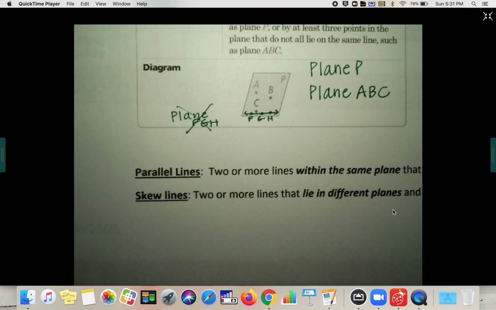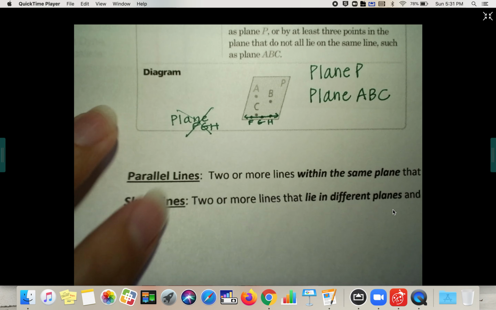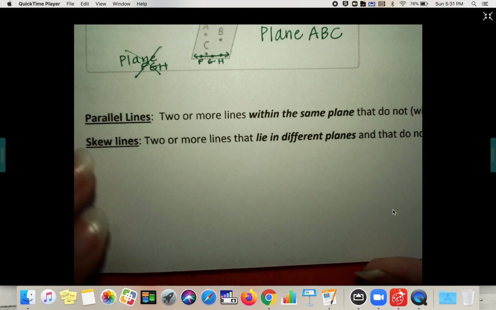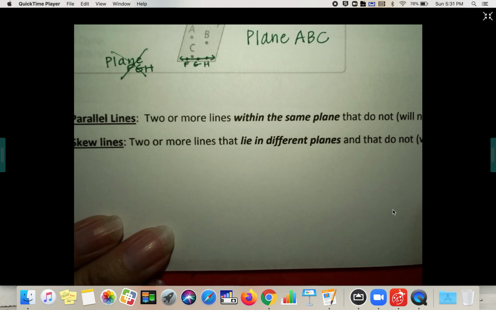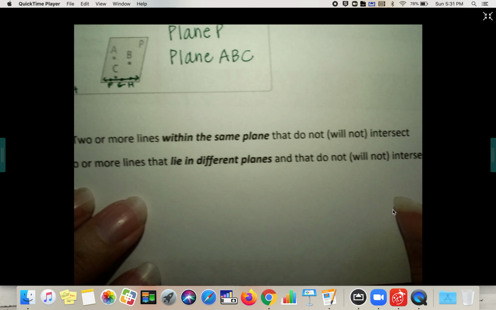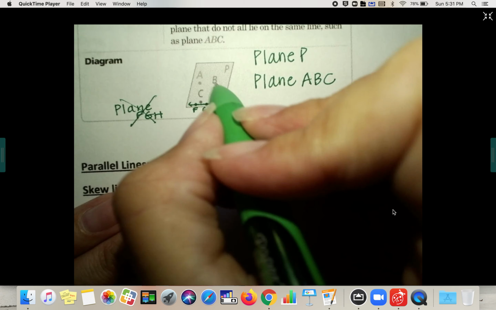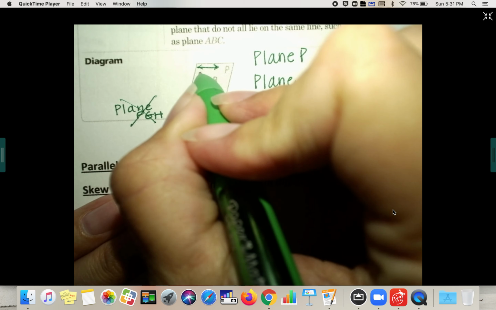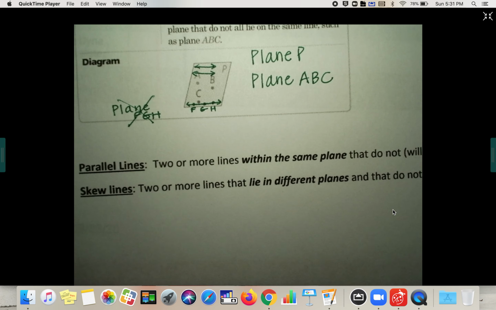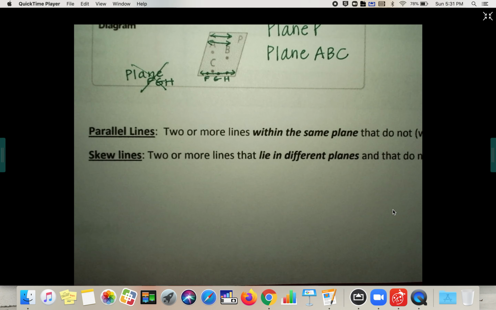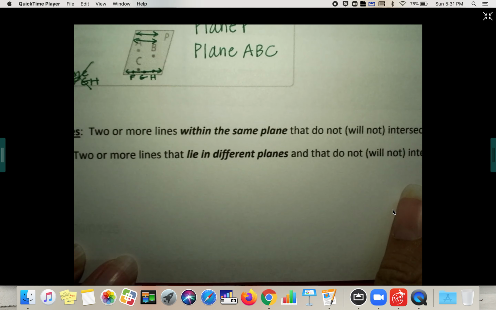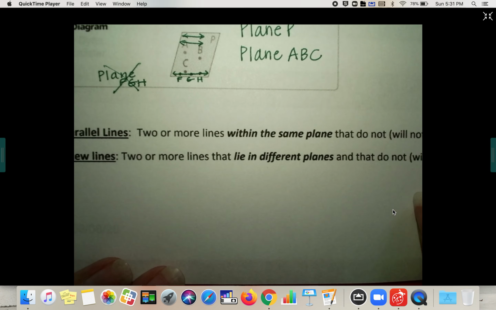Okay, quick review of parallel lines. I know you learned about these in algebra, but parallel lines are 2 or more lines within the same plane that do not and will not intersect. So 2 lines that would be equally distant apart from each other and would both lie on the same plane would be parallel lines. Okay, skew, I don't think you guys talked about skew in algebra, but they are 2 or more lines that lie in different planes and do not and will not intersect.